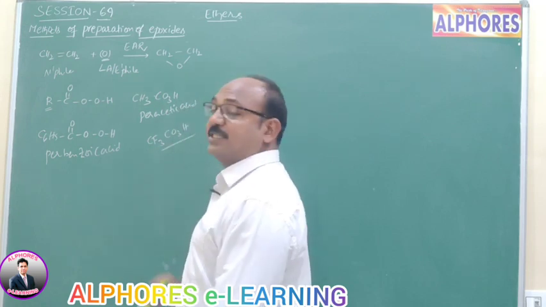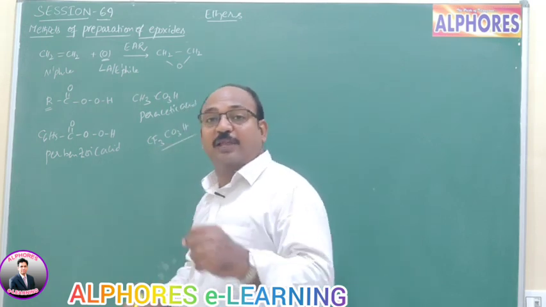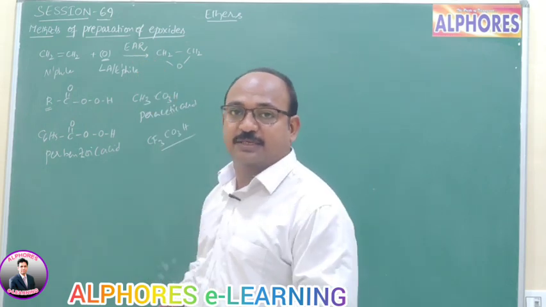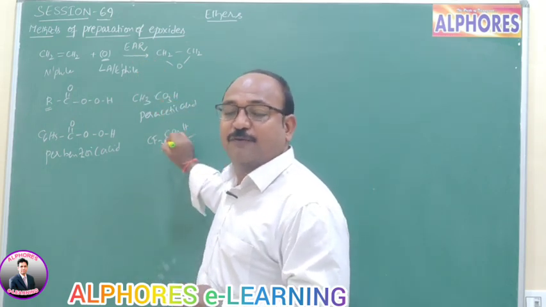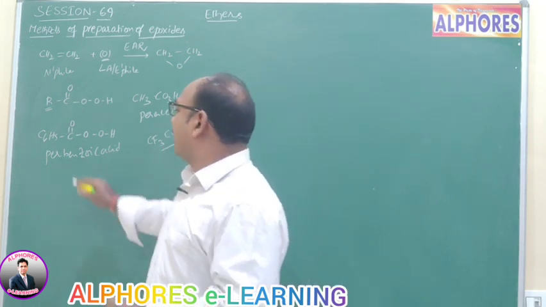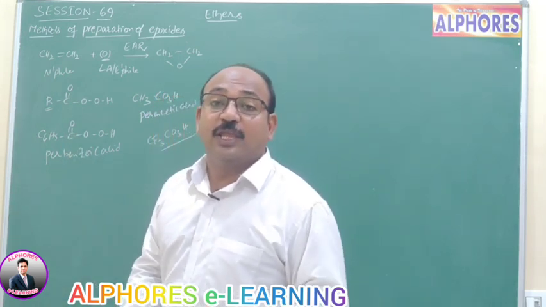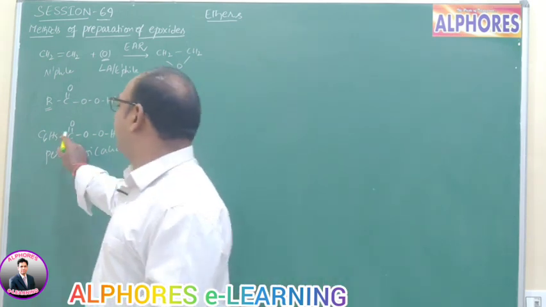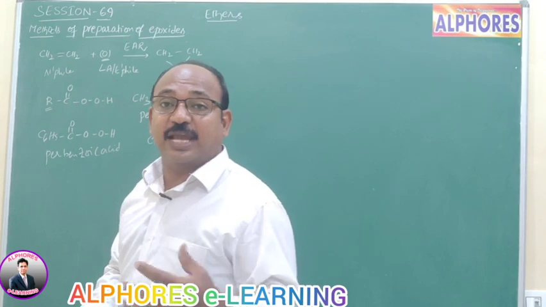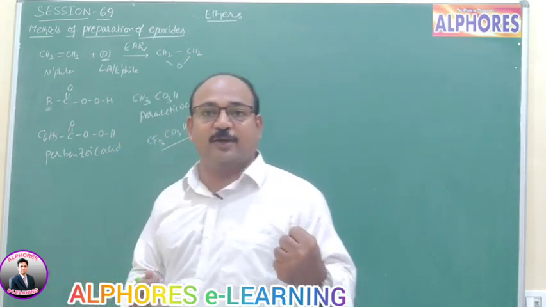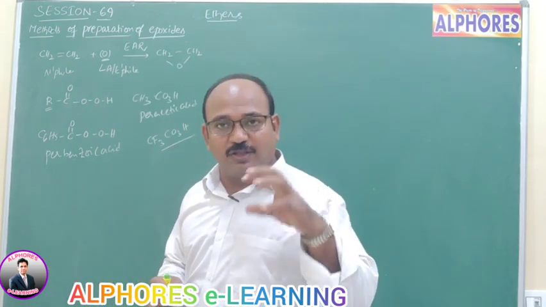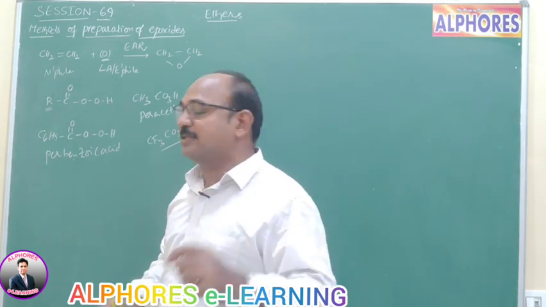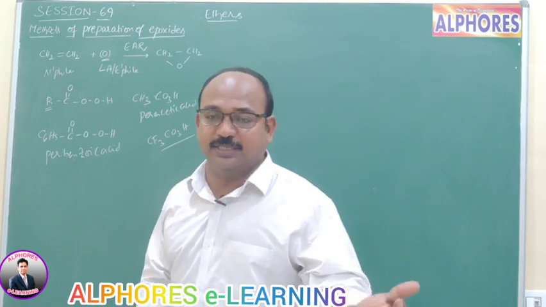CF3CO3H, this is what we call trifluoroperacetic acid, which is a good oxidizing agent compared to peracetic acid. Similarly, compared to perbenzoic acid, if nitro groups are located in the ortho and para positions with respect to the C double bond O, NO2 groups are strong electron-withdrawing groups. Presence of electron-withdrawing groups makes that peracid a good oxidizing agent.